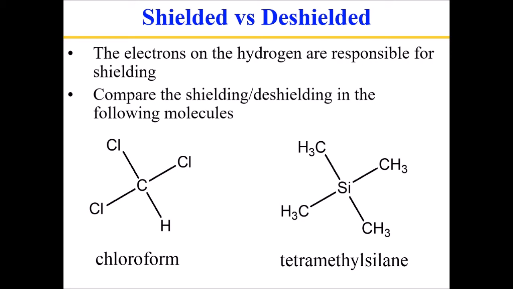So what chemists decided to do is just normalize everything, and the energy of the photon required to flip one of the protons in TMS is set at 0. And everybody else is compared to TMS. The reason that we did that is it allows us to generate the same numerical values even though our magnets have different field strengths.